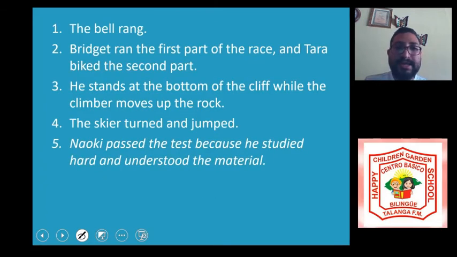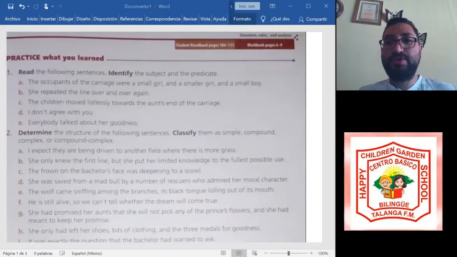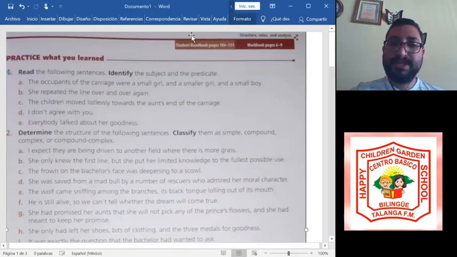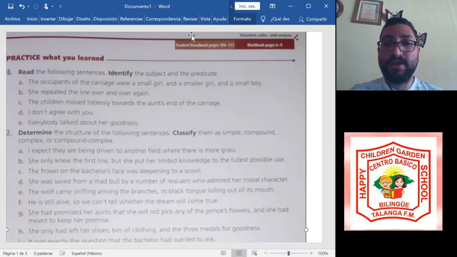So let's copy this in your notebook and try to see what are dependent and what are independent, and what are simple clause, compound clause, complex, and compound complex, okay? Now we're going to work in page 23 of your book. This is the work you're going to upload to the platform, and you're going to upload this page complete. You can work some of them in the book, some you have to work in your notebook, okay?